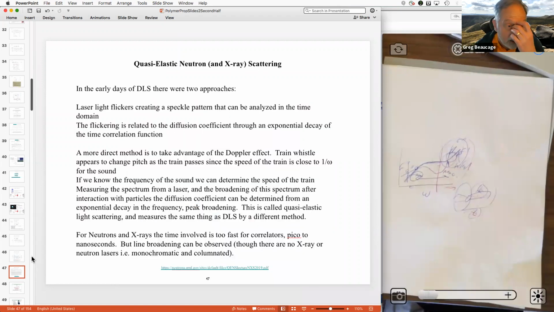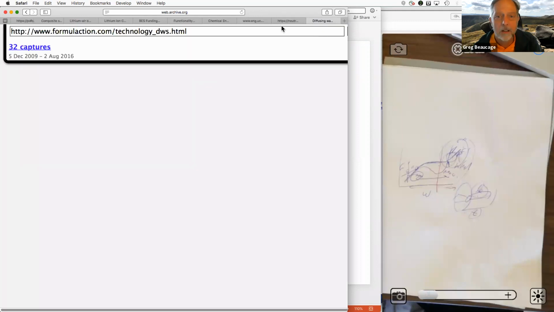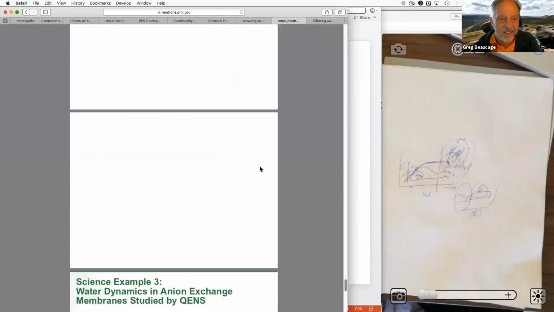Then another thing that's related to this is quasi-elastic neutron and X-ray scattering. Dynamic light scattering and DWS are things that can fit on a desk. They're about the size of a computer. These quasi-elastic neutron scattering instruments are not. They're big. They're the size of a building. The dynamic light scattering machine is going to set you back about $50,000, right? The neutron scattering facility costs $1 billion, right? So there's a big price difference.